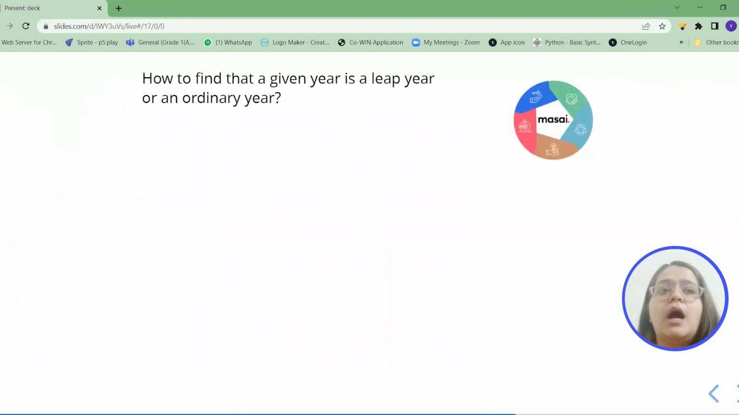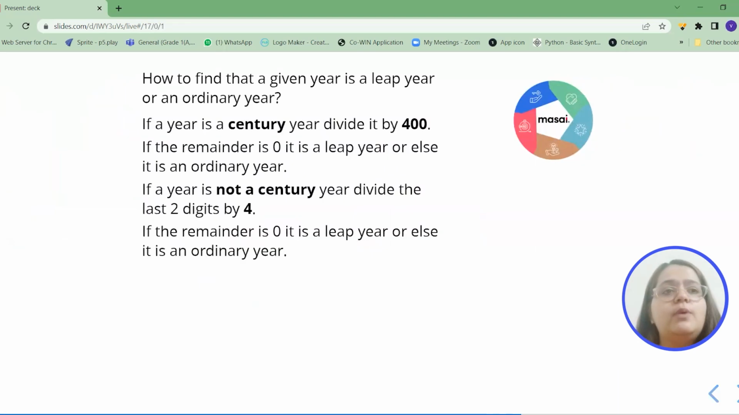Now, how to find whether it is a leap year or an ordinary year? Whenever you get a number, you have to check whether it is divisible by 4 or not. But if it is a century year, now what is a century year? A century year is a year that ends with 00. For example, year 100, year 600, 1900, 1500, 1600. These are all century years.